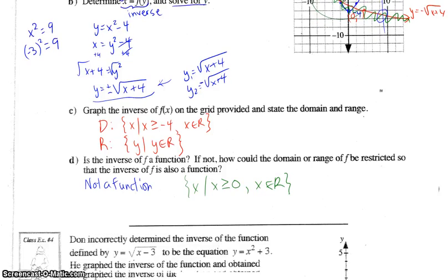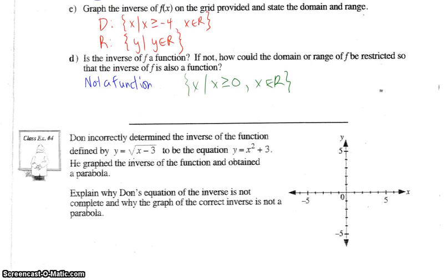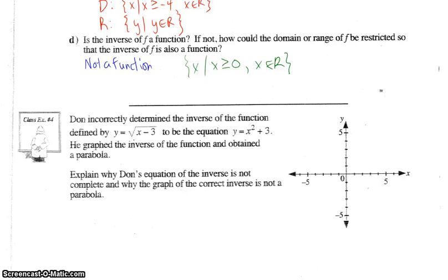Okay, let's look at example 4. Don incorrectly determined the inverse of a function defined by y equals the root of x minus 3 to be the equation y equals x squared plus 3. He graphed the inverse and obtained a parabola, inverse of the function. Explain why Don's equation of the inverse is not complete and why the graph of the correct inverse is not a parabola.